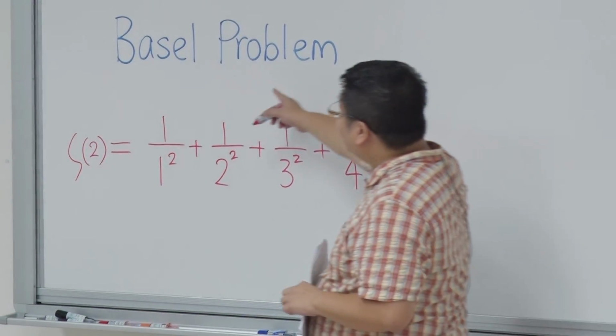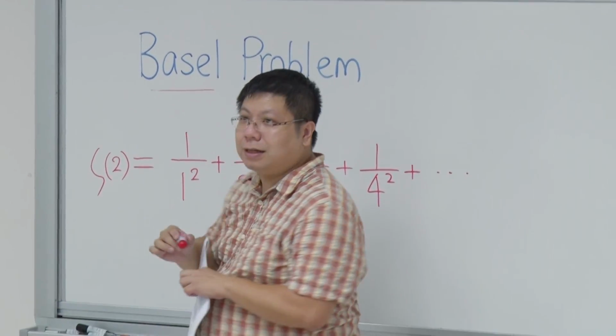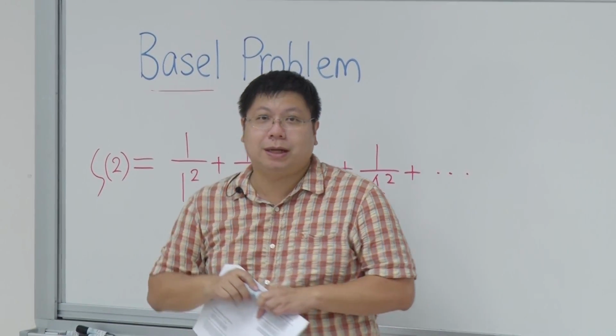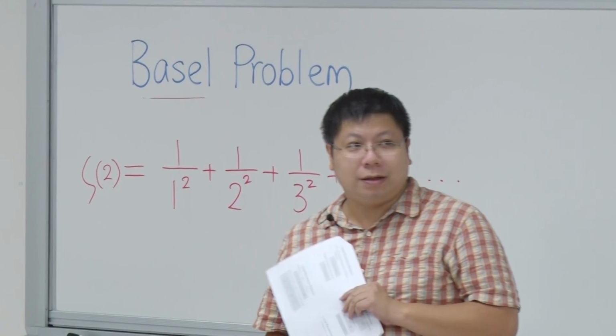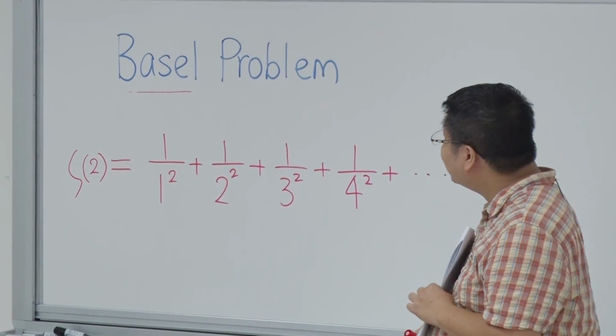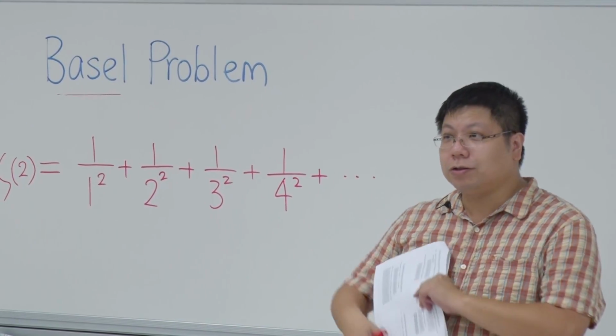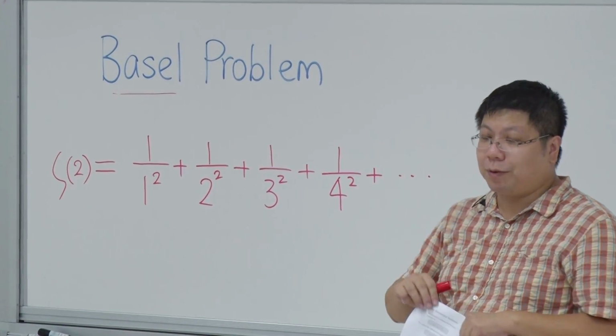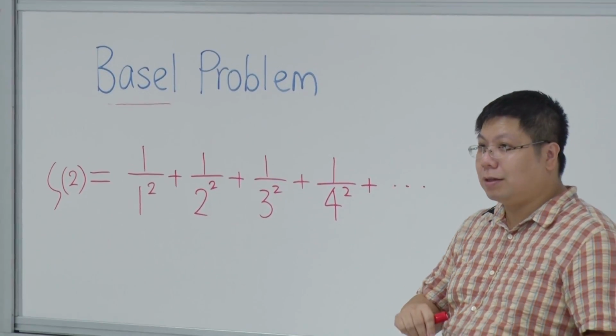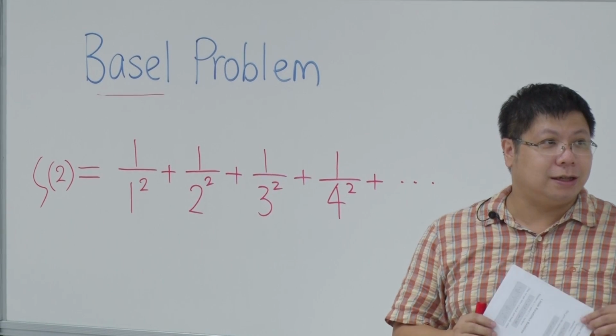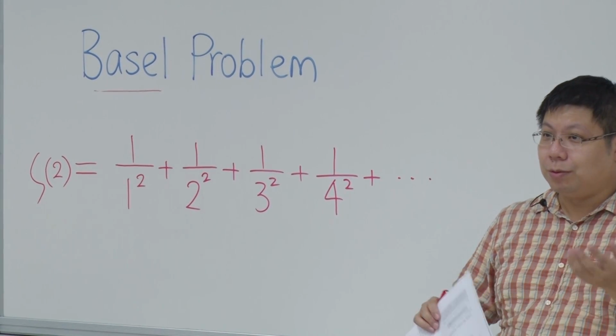So why is it called the Basel problem? Basel is a small town in Switzerland. This is the place where Euler was born, as far as I remember. And there are a lot of famous mathematicians from Basel, and it has one of the oldest universities in Europe.